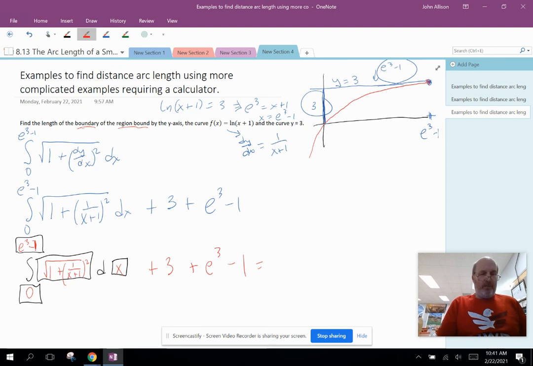1 plus, now I'm going to put open parentheses and then do my fraction thing. It's going to be 1 divided by x plus 1, close parentheses squared, and times dx, and the x. Then I'm just going to change this to plus 2 plus e to the third.